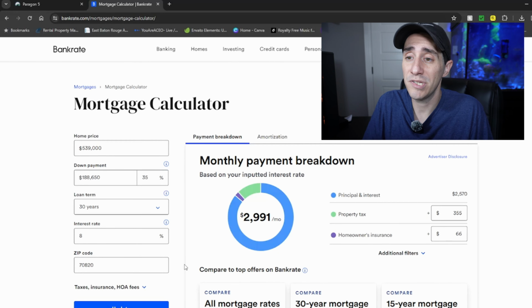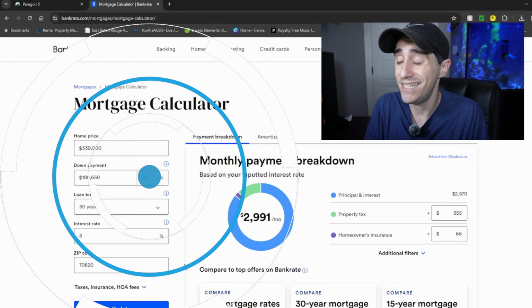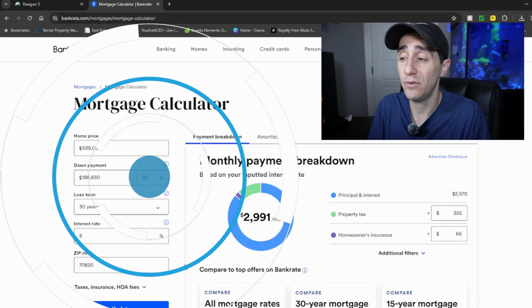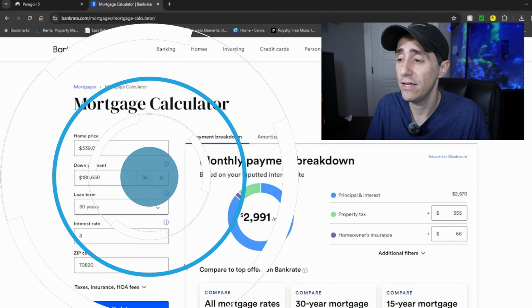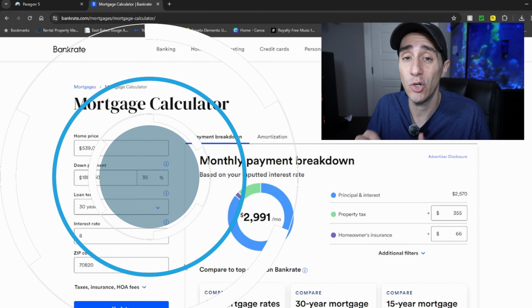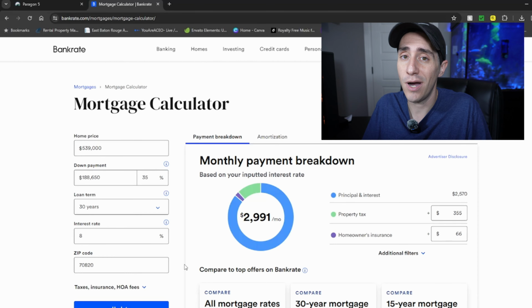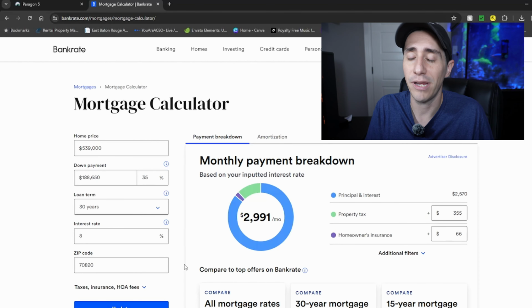So I plugged in some numbers, and as you can see, I had to go up to 35% down just to kind of get it to cash flow. And this is not even including expenses. So this property right here, immediately I would stop and I wouldn't go any further. But for the sake of this video, let's continue on, get the ROI, let's get our cap rate, and we'll break it down even further.